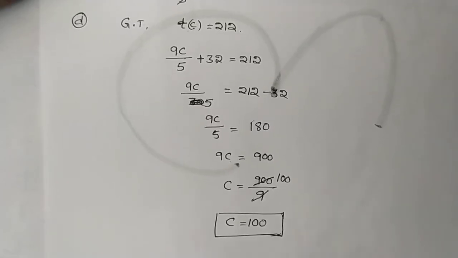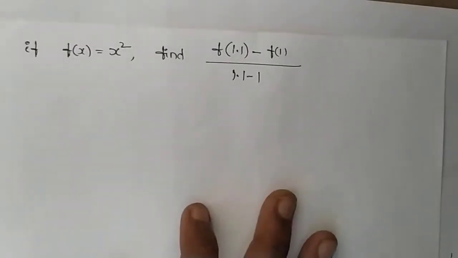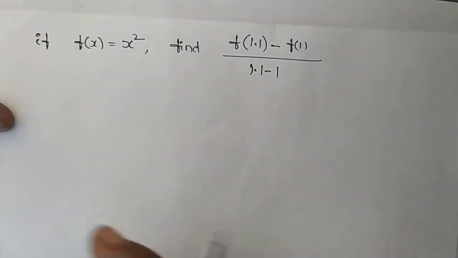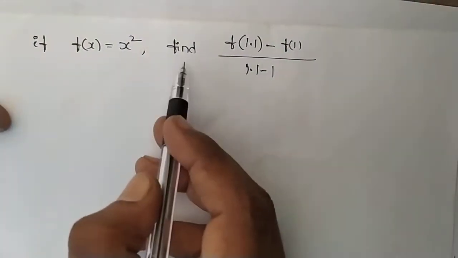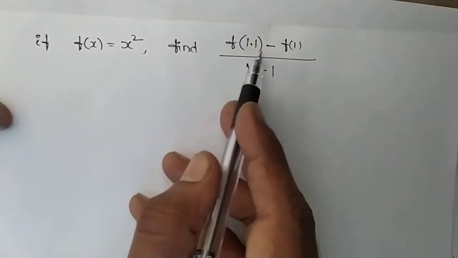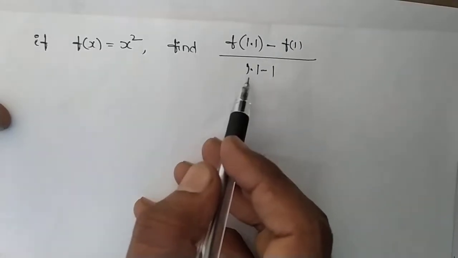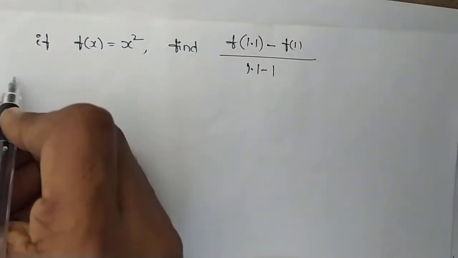Now let us move on to the next question. Next we have the question: if f of x equals x square, then find the value of f of 1.1 minus f of 1 divided by 1.1 minus 1. Solution.